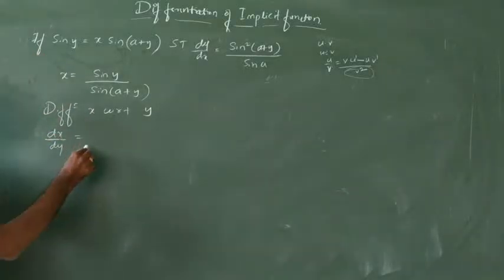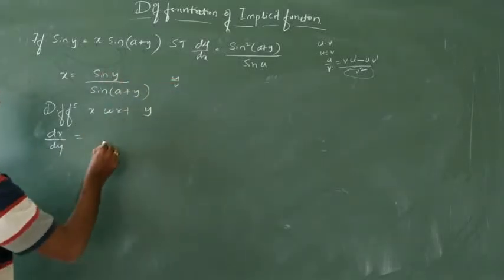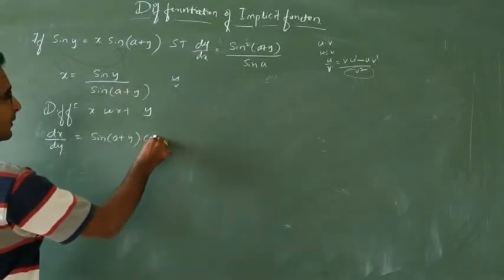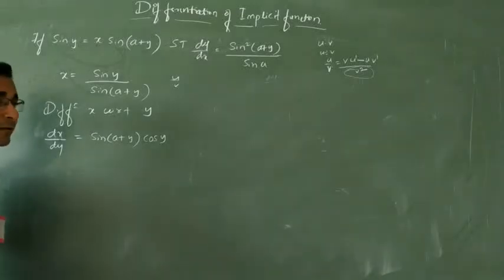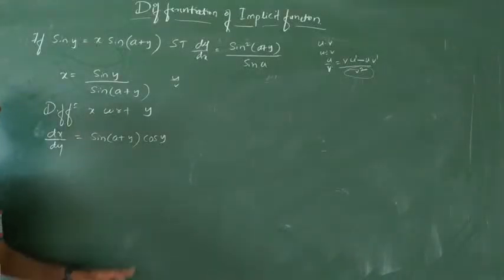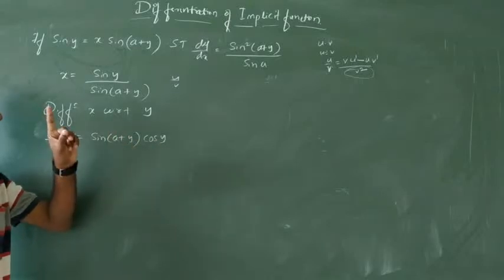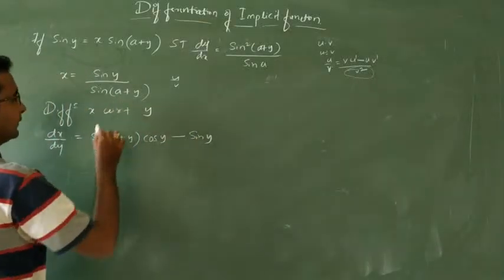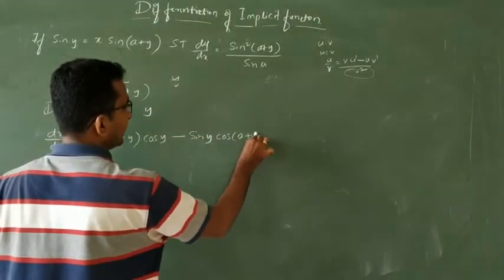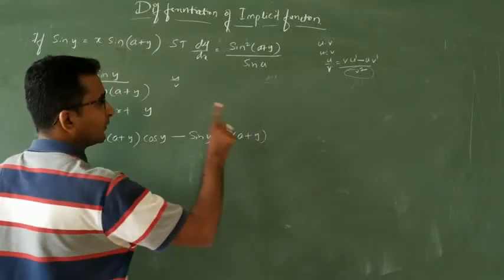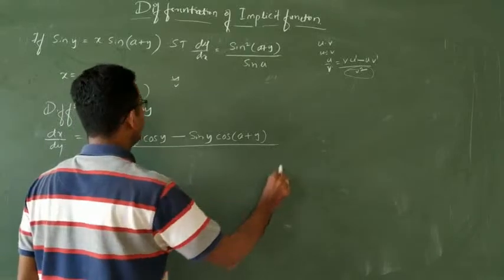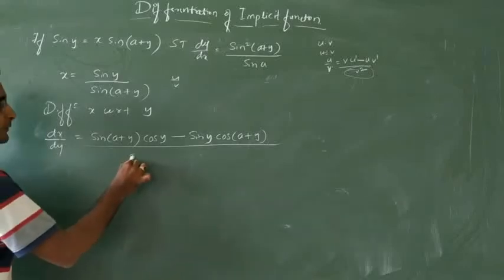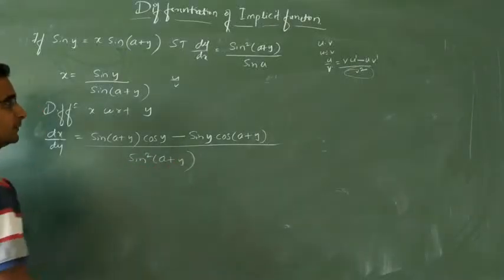Getting? Is equal to, this is u by v. Keep the v as sin of a plus y. Then the differentiation of sin y is cos of y. Remember dy by dy, because we are going to differentiate with respect to y, the y differentiation is 1. Getting? Next minus. I will keep the sin y as it is. The differentiation of sin of a plus y is cos of a plus y. A differentiation is 0, y differentiation is 1, because we are going to differentiate the x with respect to the y. Okay? Then this is v square, that is sin square of a plus y.